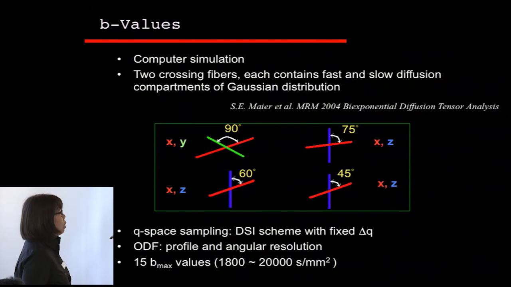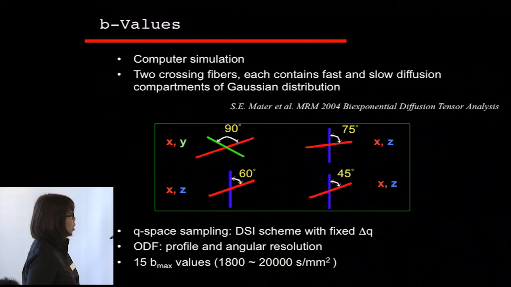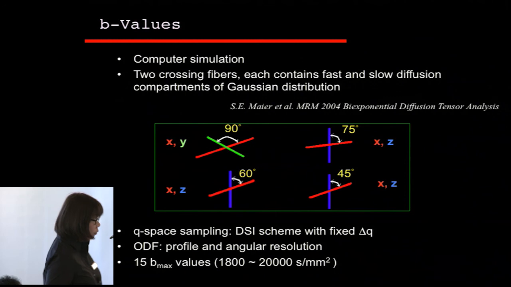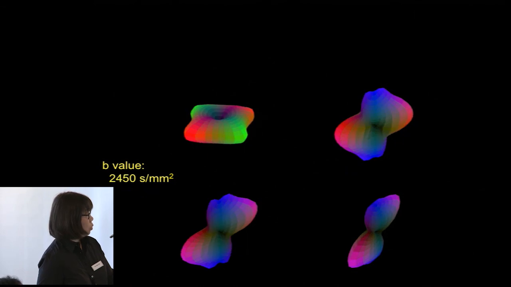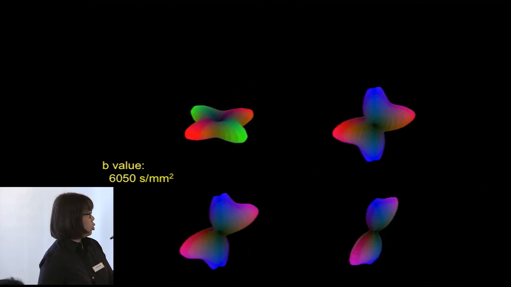This is a simulation of the effects of B value on this fiber orientation function. We simulate two crossing fibers, each fiber has a fast and slow compartment, and the diffusivity is from the in vivo measurement of this paper. And we look at different intersection angles between these crossing fibers: 90, 75, 60, and 45 degrees. At the lower diffusion weighting, the ODF function looks really chubby. As the diffusion weighting increases, the ODF function gets sharper.